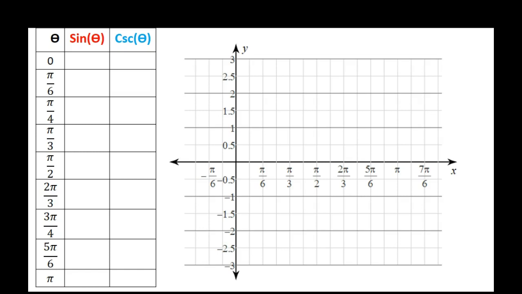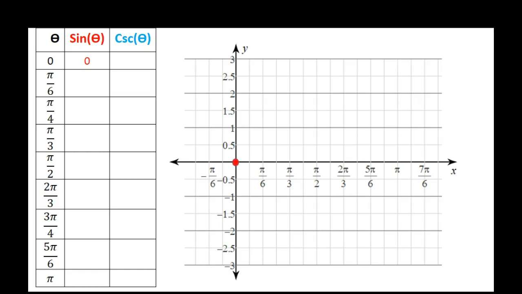What's sine of 0? Now I'll help you out a little bit. Sine is the y value, and we know where 0 is on the y on the unit circle. So what is sine of 0? 0. What's the reciprocal of 0? 0? No. It's undefined, right?